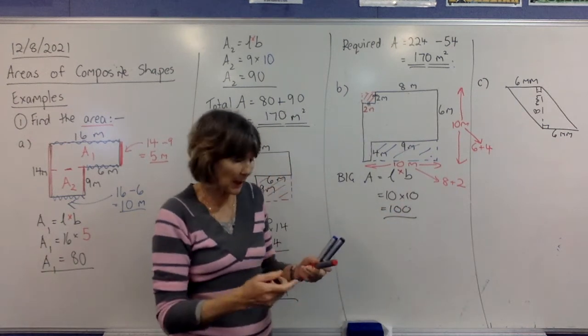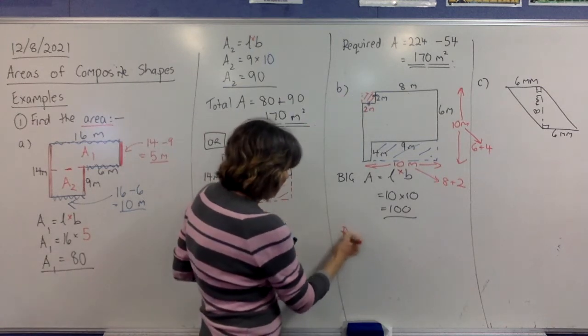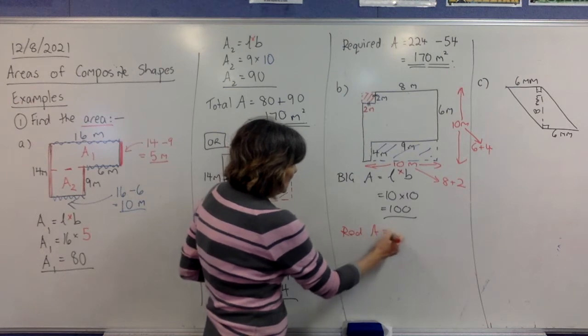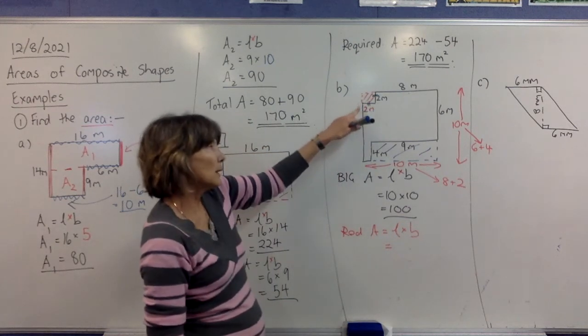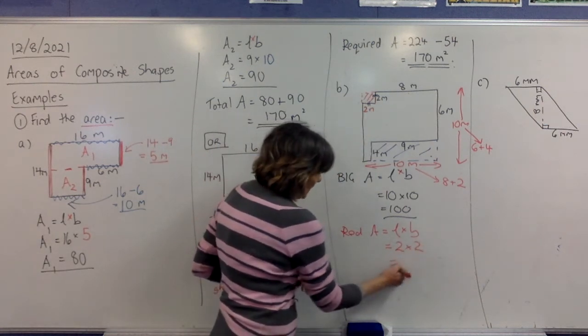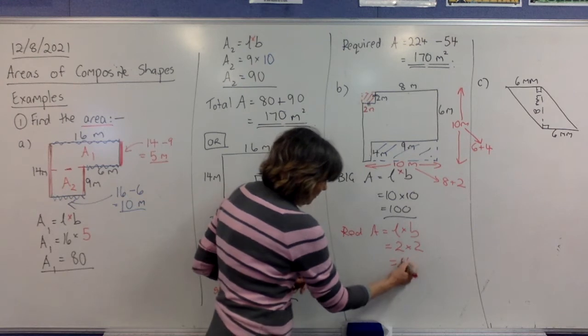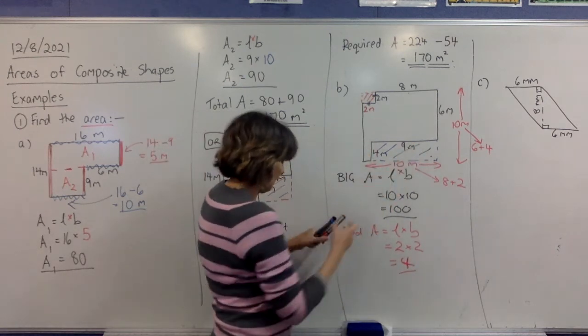Alright, now I'm going to do these in colours so we can see where we're coming from. So I'm doing the red area up the top, which is length times breadth. That little one up there, 2 times 2. So that's an easy one to work out on your calculator. That would be 4. Alright, now we're doing the blue area down the bottom here.